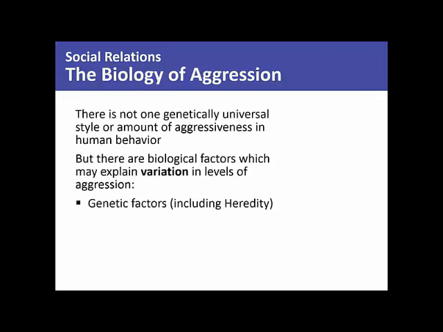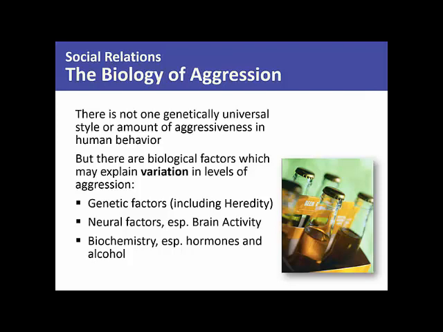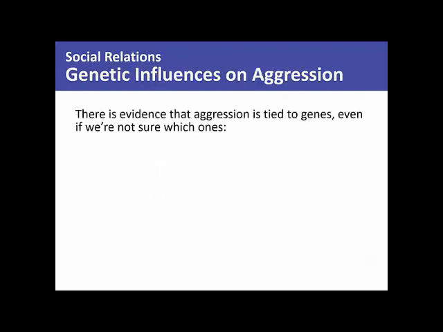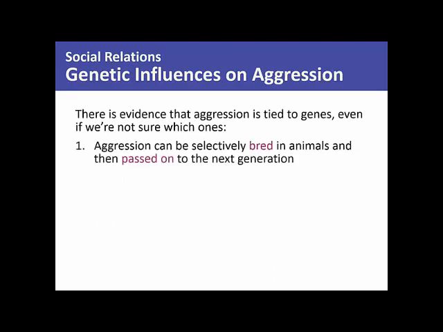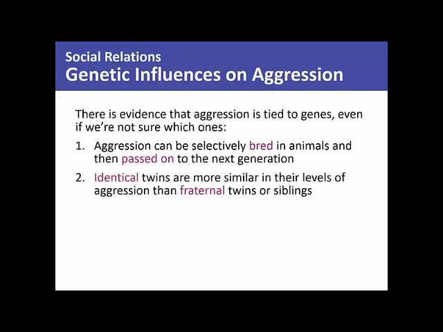So what is the biology behind aggression? There's not really one genetically universal style or amount of aggressiveness in human behavior, but there's a lot of variation in levels of aggression, and things that explain that are genetic factors, including heredity, neural factors like brain activity, and biochemistry, including hormones and alcohol. And there's evidence that aggression is tied to genes, even if we're not sure which ones, because we can selectively breed animals for aggression. For example, some dogs are bred for fighting, and then these characteristics are passed on to the next generation.